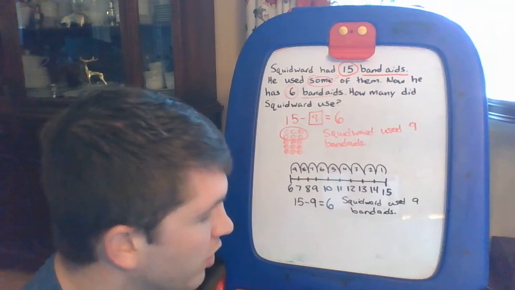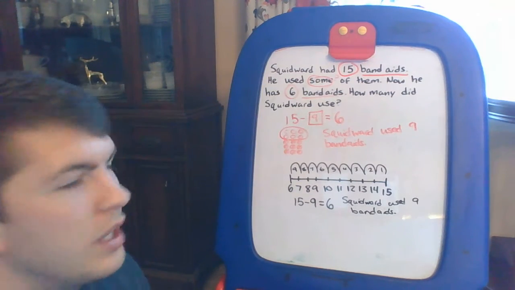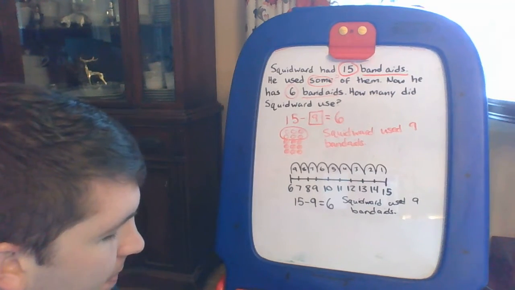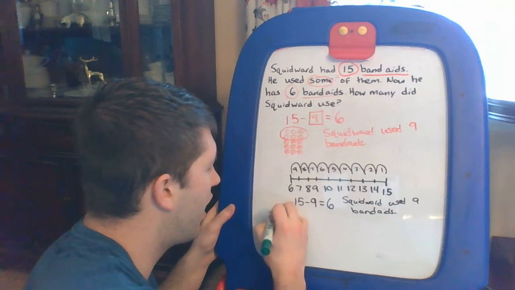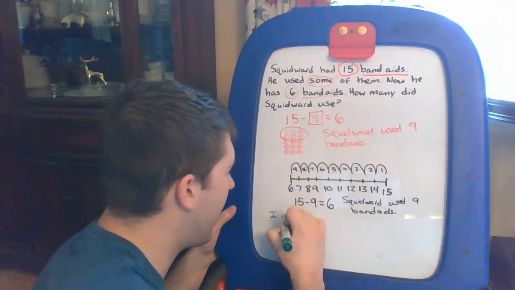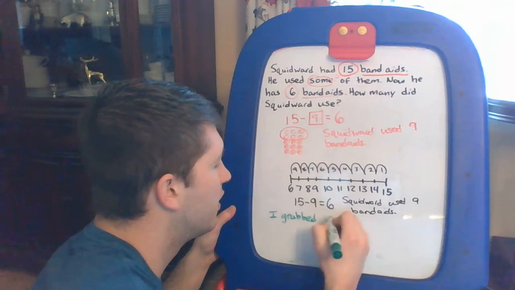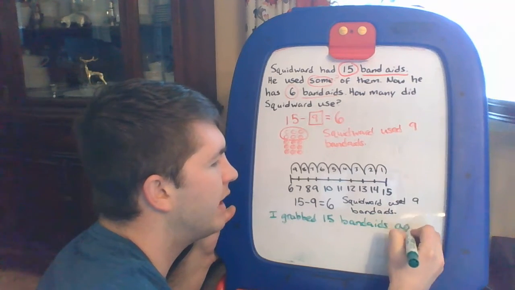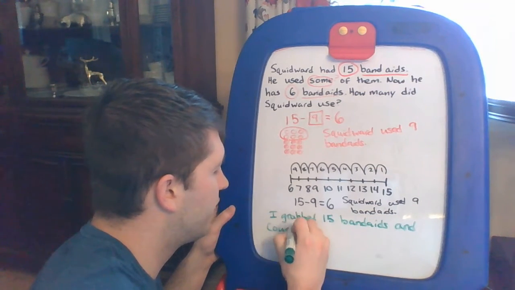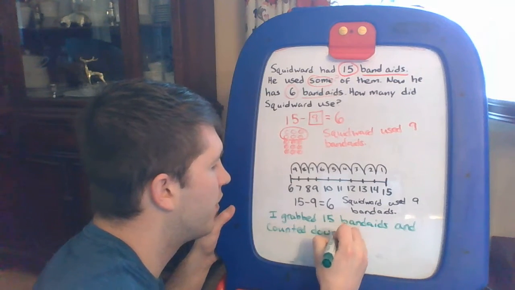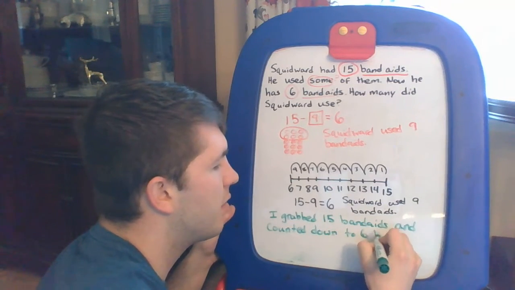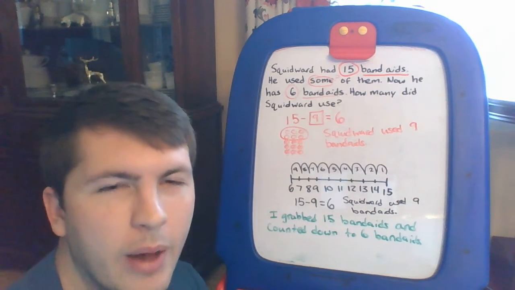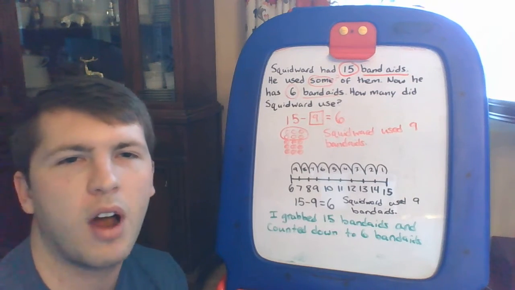The last strategy I'm going to do, I'll do our grab and count. So we know he had 15 band-aids. He ended up with 6 band-aids. So I'm going to grab, ooh, this is a terrible marker. I grabbed 15 band-aids and counted down to 6 band-aids. That's what we're going to do. So let's grab it together, okay? I want you counting at home. Please do it with me, just like we do it in class. You guys rock. I know you can do this.